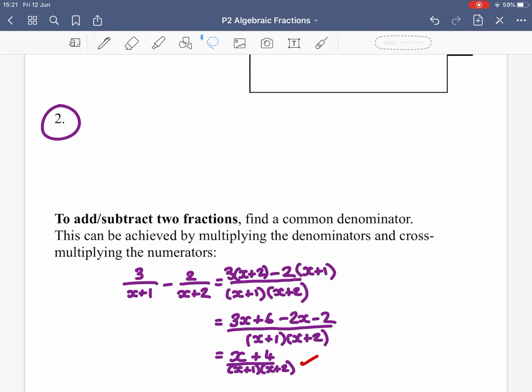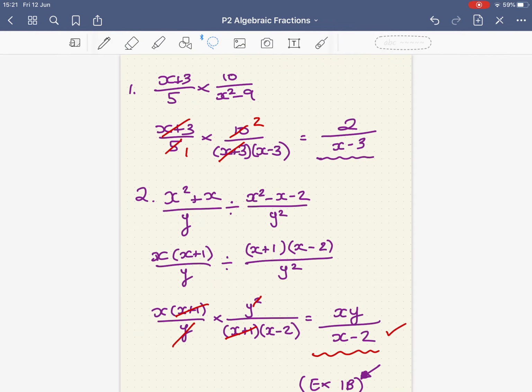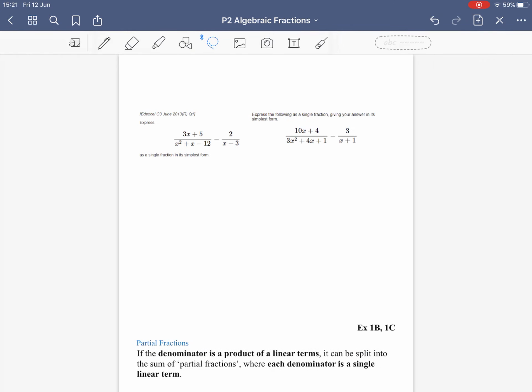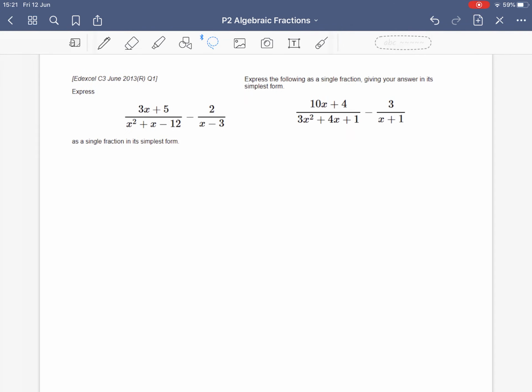Right, let's see where we are next then. So on to the next page, which is this one here. And this is an exam question. It says, express this as a single fraction in its simplest form.